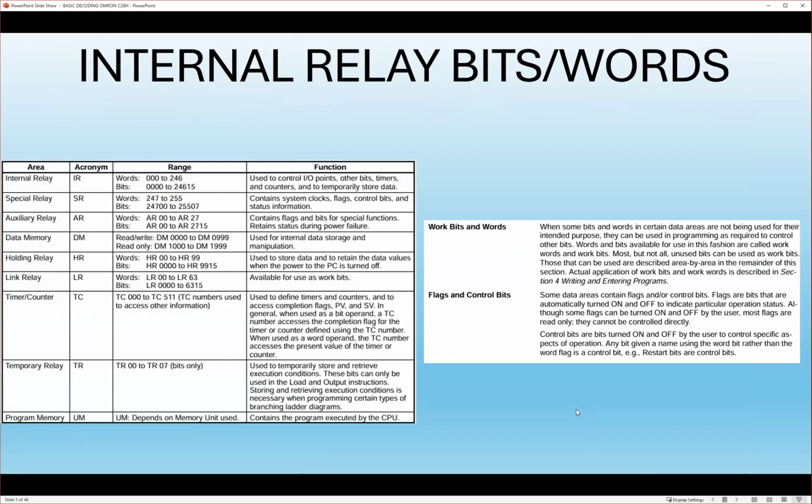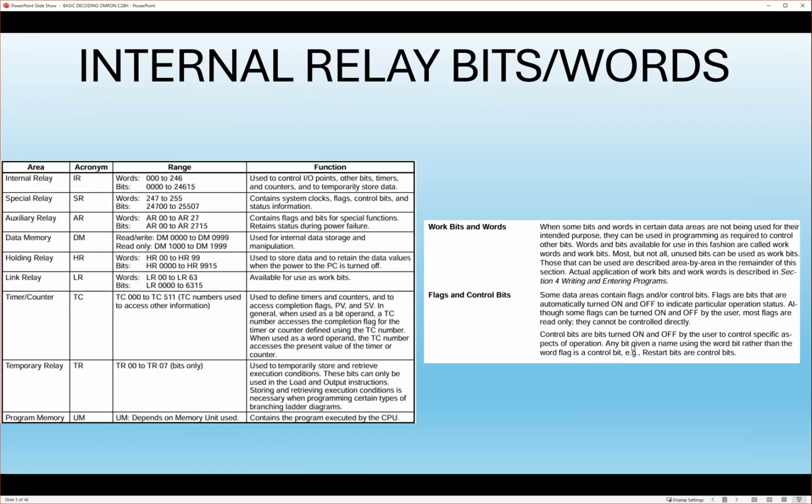Flag and control bits. Some data areas contain flags and/or control bits. Flags are bits that are automatically turned on and off to indicate particular operation status. Although some flags can be turned on and off by the user, most flags are read-only. They cannot be controlled directly.